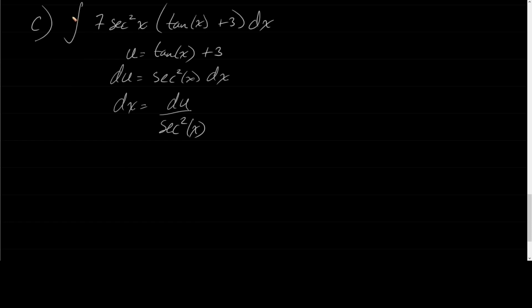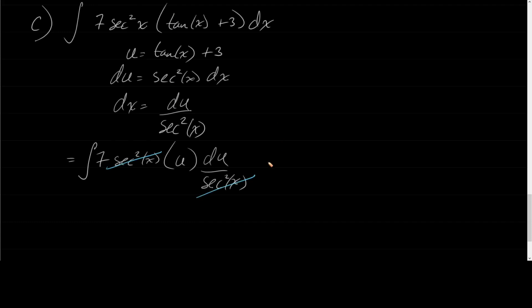And at this point, let's see. Well, what does our integral become? We have the integral of 7 times the secant squared x. We did not use that for our substitution, so it's still there. Times tan x plus 3. That's our entire substitution. And then dx was du over secant squared of x. At this point, we see that secant squared and secant squared cancel each other out. So what we have here is just the integral of 7u du, giving us 7u squared over 2 plus c.